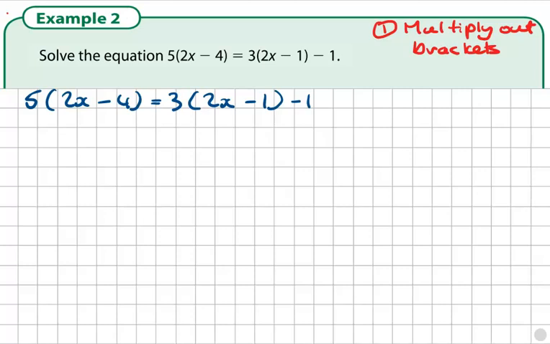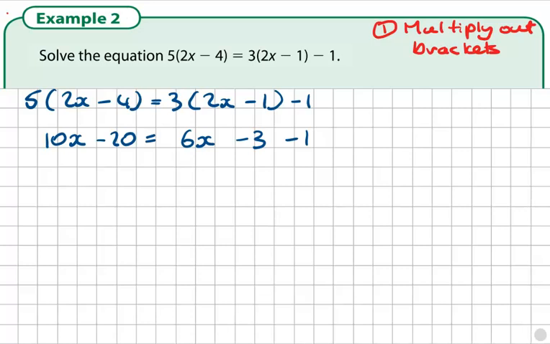So we write out our equation, and then we're going to work out 5 multiplied by 2x. So 5 multiplied by 2x is 10x, and then 5 multiplied by minus 4 is minus 20. Bring down the equals, and then 3 multiplied by 2x is 6x, and then 3 multiplied by minus 1 is minus 3. And then we just bring down the minus 1.